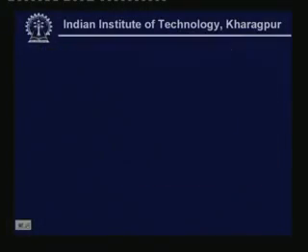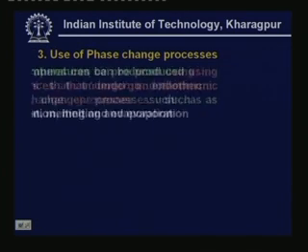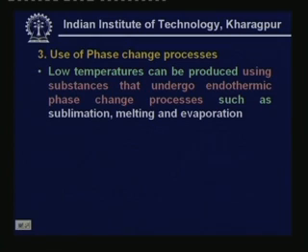Now let us look at the third method. The third method is the use of phase change processes. We know that low temperatures can be produced using substances that undergo endothermic phase change processes such as sublimation, melting and evaporation. As you know very well, phase change means there will be a change of phase from either solid to liquid, solid to vapor, or liquid to vapor. And these phase change processes are endothermic in nature. That means heat has got to be supplied to the system undergoing these phase change processes. So during this process a large amount of heat can be transferred.